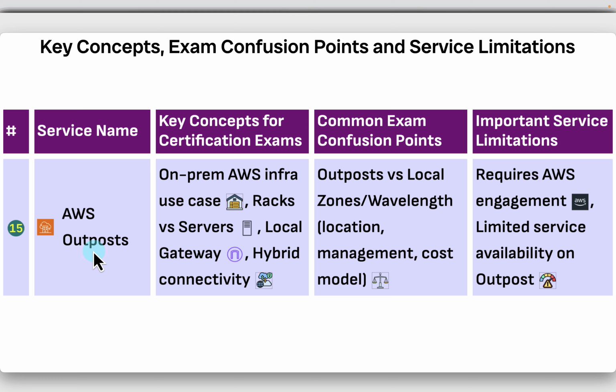So basically, this is your on-prem AWS infrastructure use case. You have your own data center, but you have to work with them to set up an extension of AWS. So basically it is hybrid, and your data center and the AWS cloud will work together in your own racks and servers. You can set up the whole AWS cloud there.